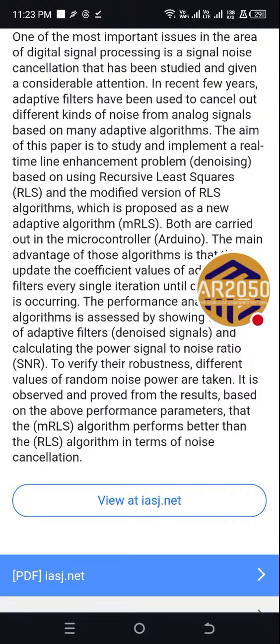If you are doing some communication project or noise cancellation is part of that, or you are doing some signal processing, you will get some terminologies like SNR, the dBs, and so on. To verify their robustness, different values of random noise power are taken. It is observed and proved from the result based on the above performance parameters that the MRLS algorithm performs better than the RLS algorithm in terms of noise cancellation. You can just use RLS because you are doing it for a study purpose, right?